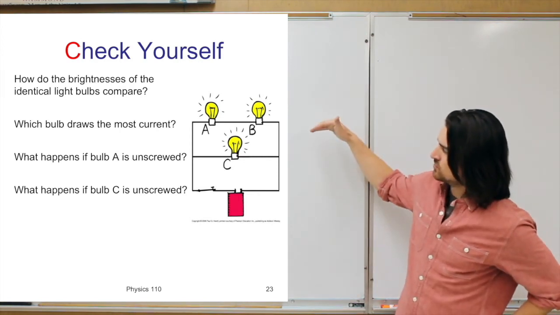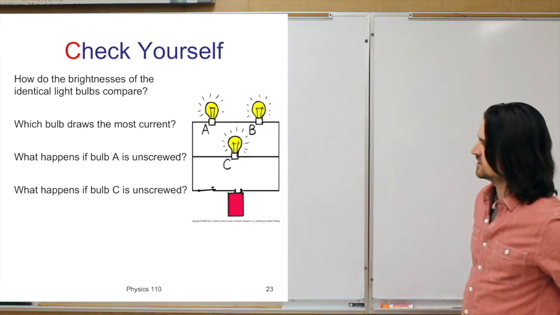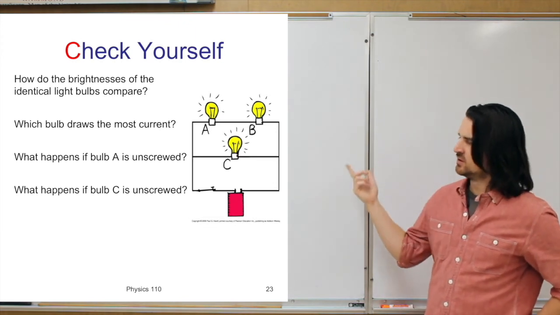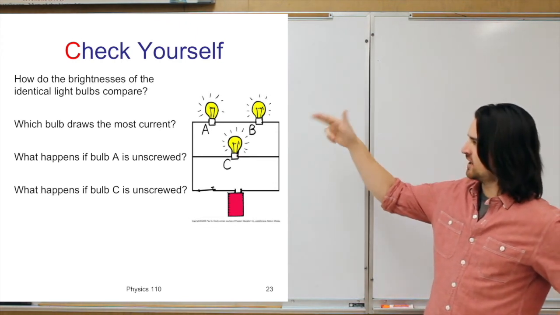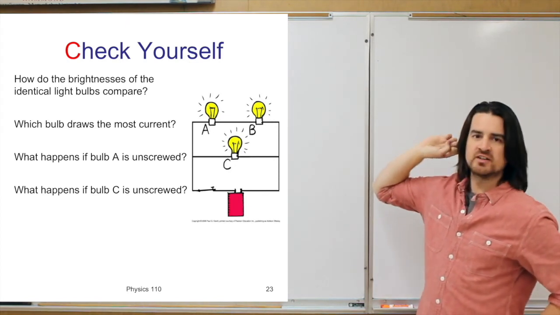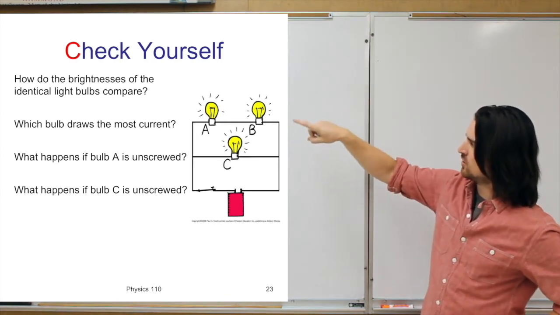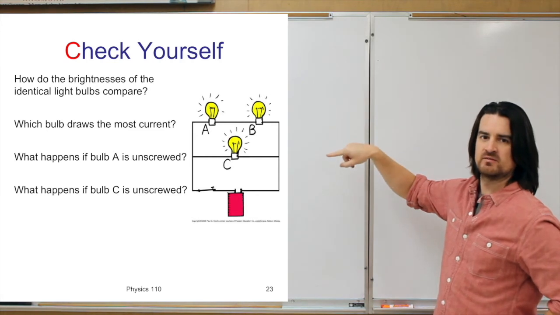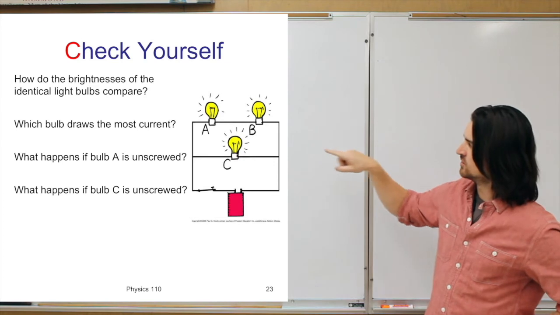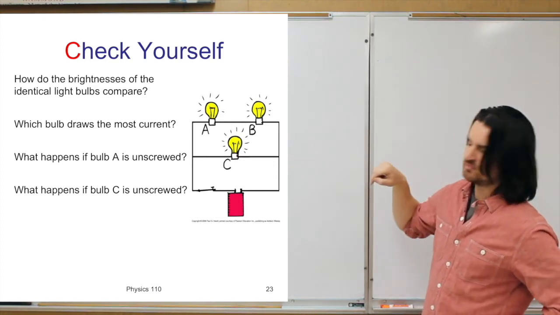So that's related to the second question, which light bulb draws the most current? That would be C, for the same reasons we just said. What happens if light bulb A is unscrewed? Well, A is in series with B, so if I take light bulb A out, then essentially I've opened up the circuit on that top part of the circuit, and there's no longer a path for current to flow through light bulb B. So light bulb B would go out, but for light bulb C, there's still a path for current to flow from the voltage source through C in a complete loop, so C would stay on.